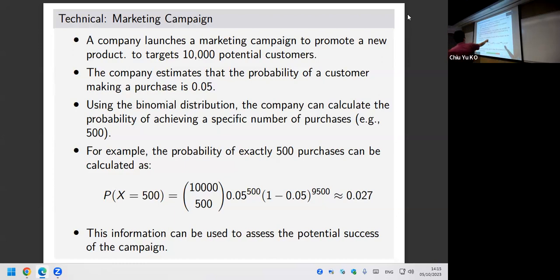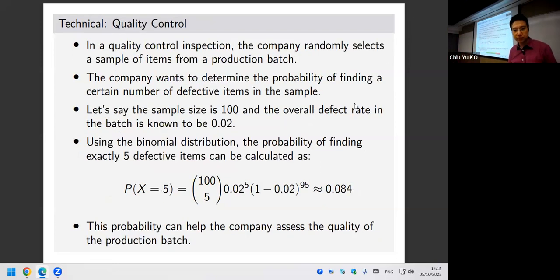Why 500? 500 is the mean, right? And you can actually calculate what the numbers are, and then you can evaluate how successful you are, right? At the end, if only 300 people come in, you can evaluate how successful you are. Okay, but of course, going further with this is beyond the scope of a class because we are not doing particular marketing, right?